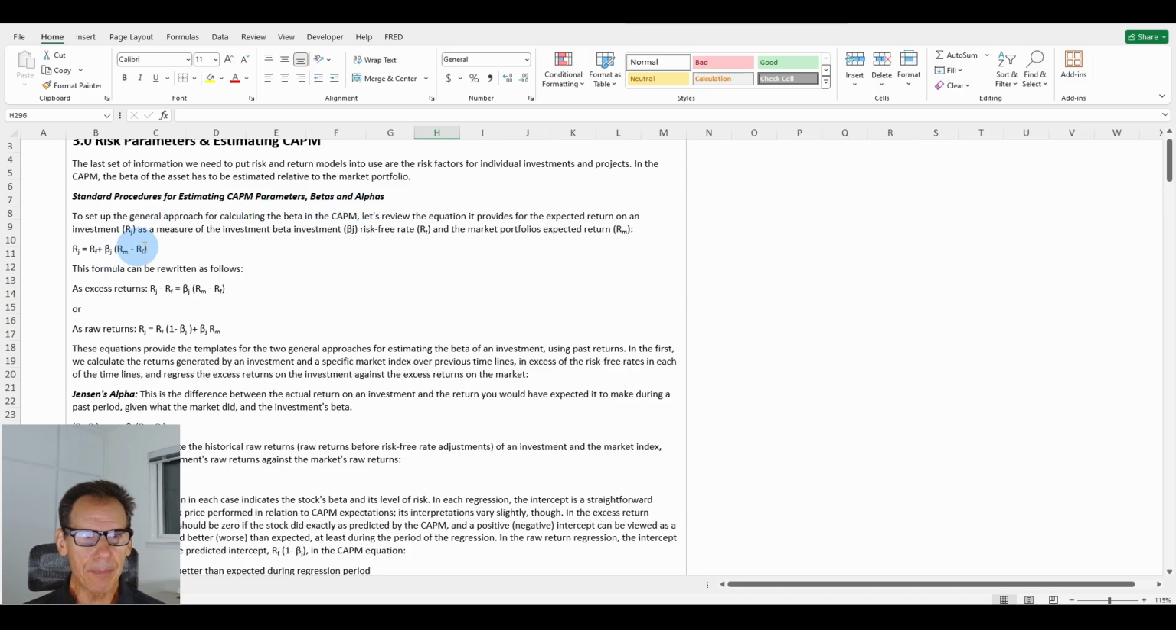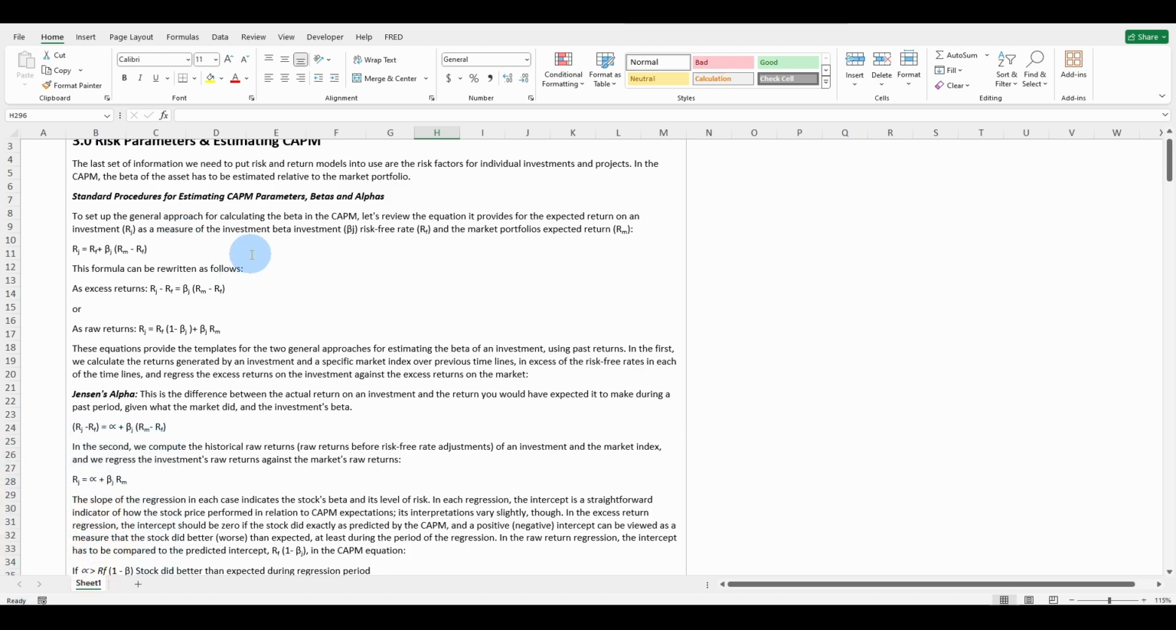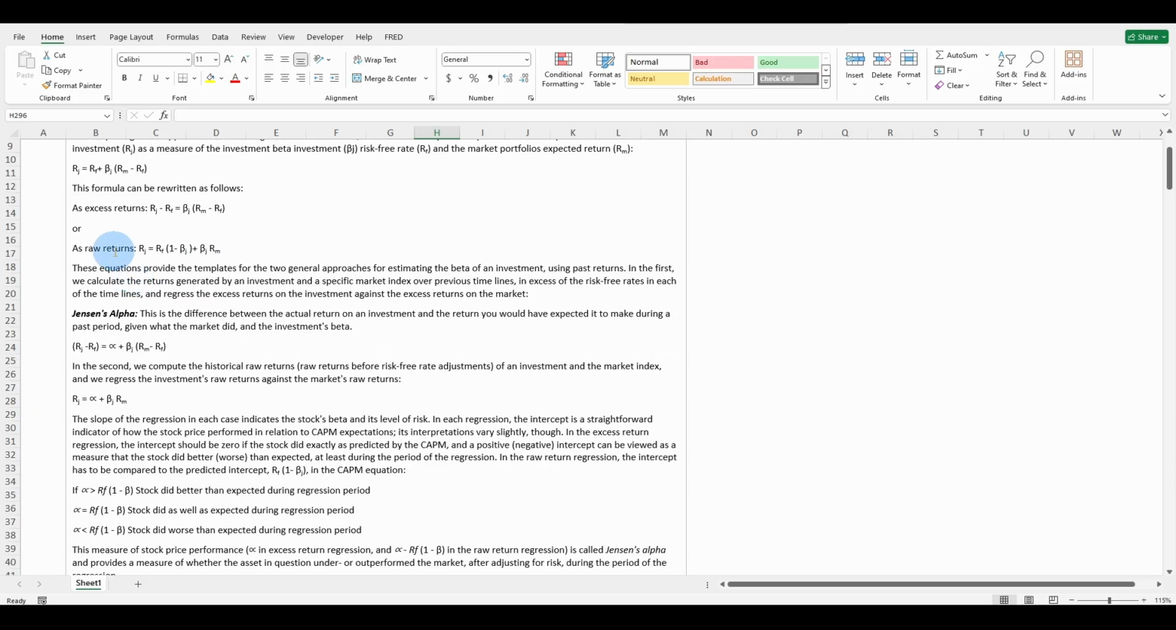To set up the general approach for calculating the beta in the CAPM, let's review the equation it provides for the expected return on an investment, R of J, as a measure of the investment beta, B of J, risk-free, R of F, and the market portfolio expected return. This formula can be written as follows: excess return, R of J minus R of F equals B of J times the excess market return, or as raw returns, R of J, etc.